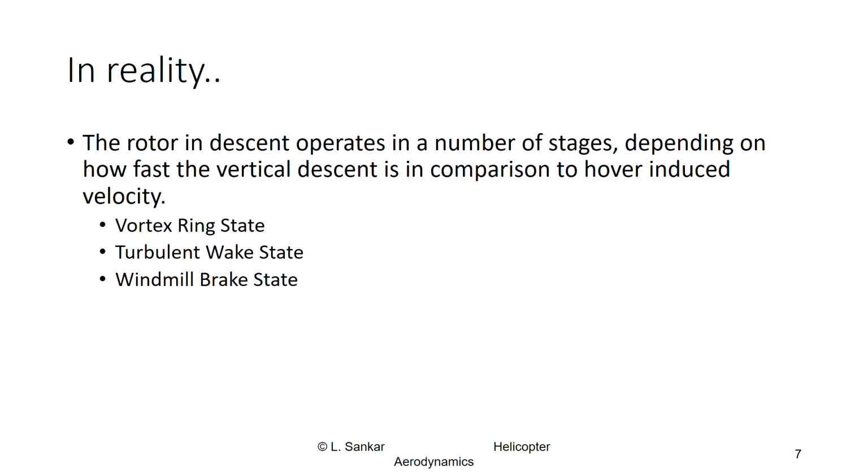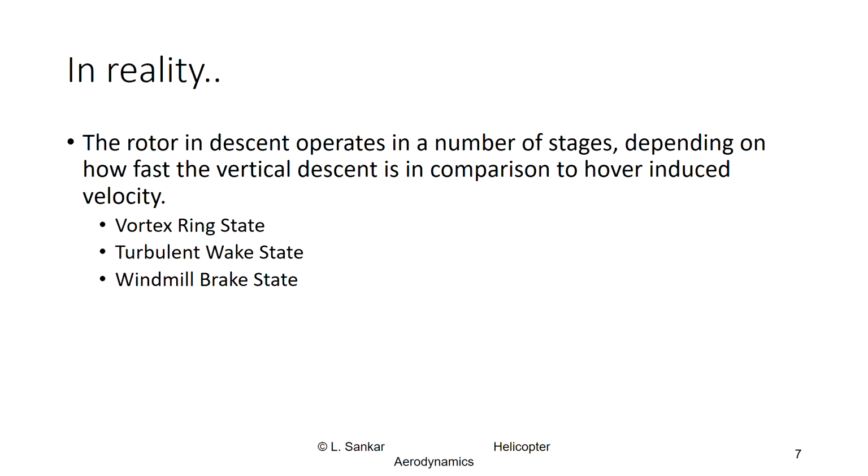The blade acts like a windmill or a wind turbine. It starts spinning because it's extracting the energy from the oncoming stream. That happens only at very high descent rates. So before you get to that windmill brake state, which is a very high descent rate, there's a medium velocity descent, that's a turbulent wake state, and a very low velocity descent, which is called the vortex ring state.